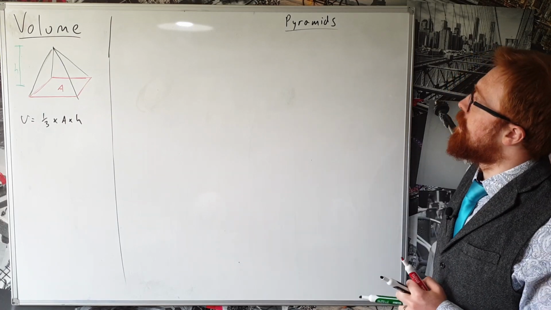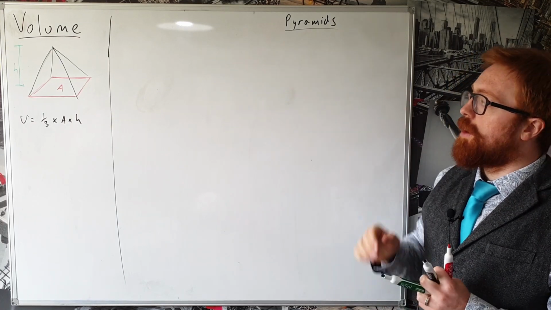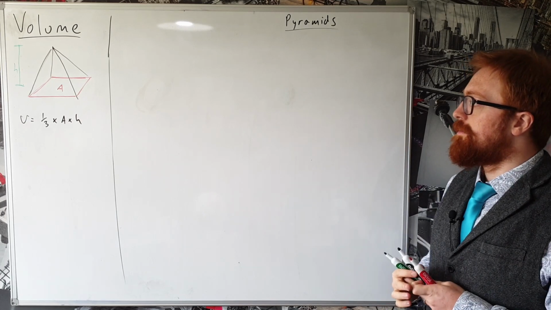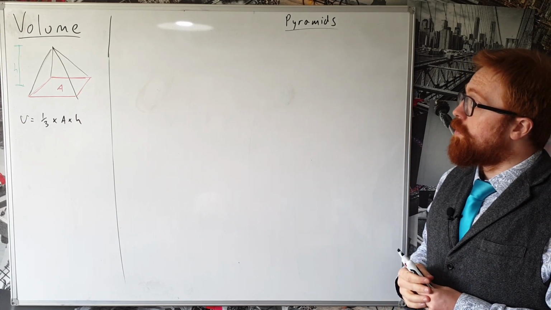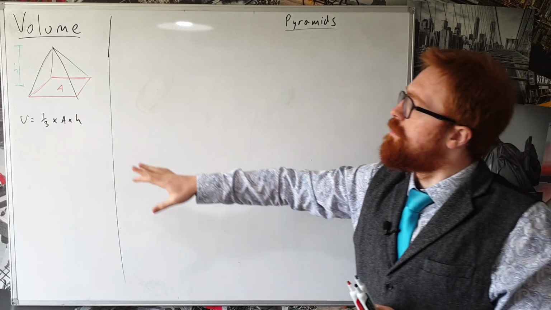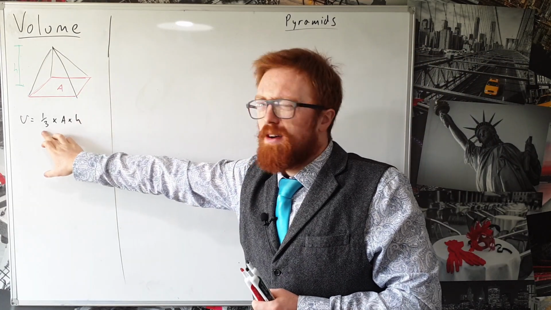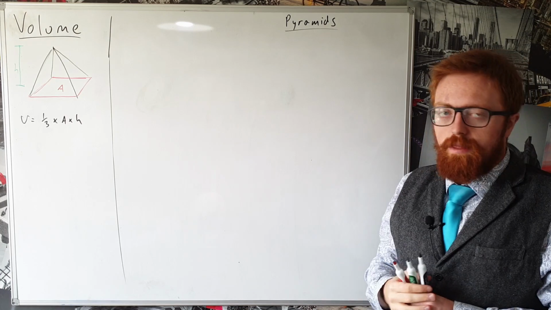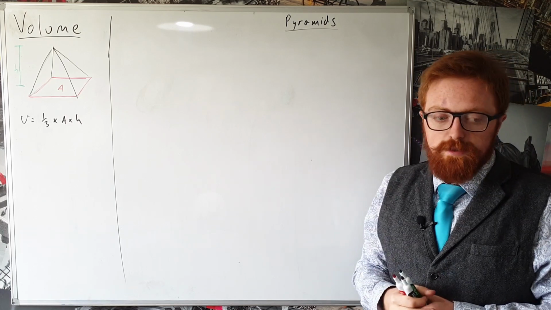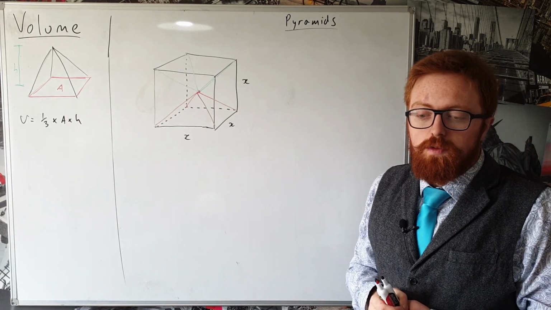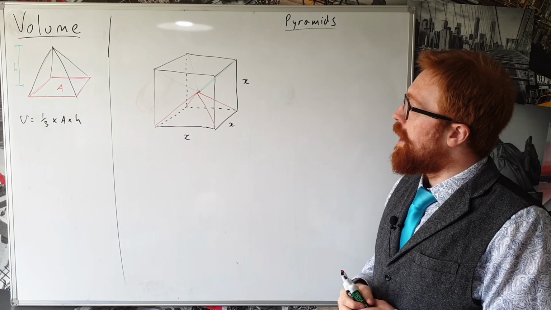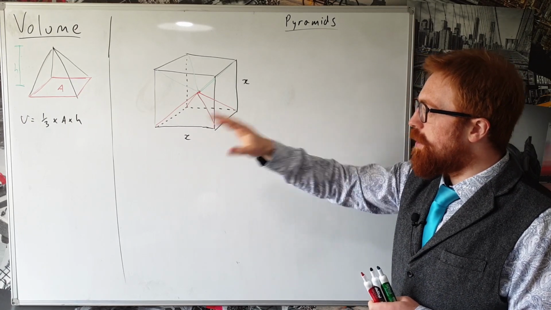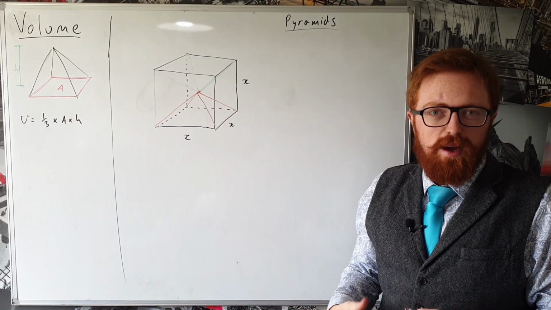Hi there. In this video we're going to look at finding the volume of different types of pyramid. So we'll briefly look at explaining why the volume of a pyramid is a third times the area of the base times the height, and then we'll look at how we can apply that formula in different contexts. Okay, so first we're going to briefly look at why the volume of a pyramid is a third times the area of the base times the height.